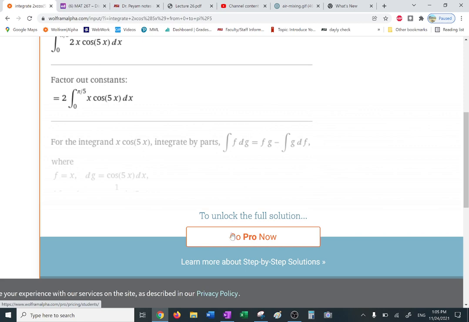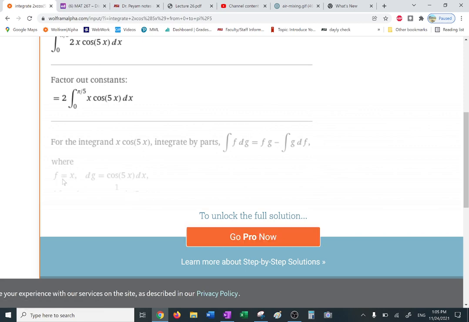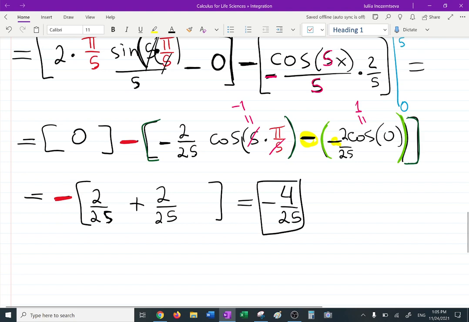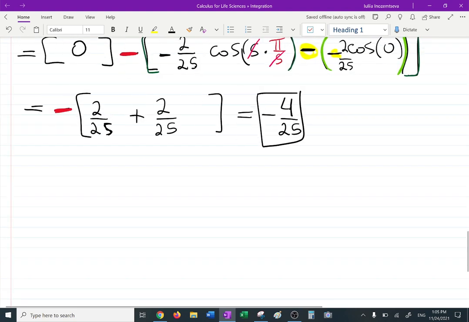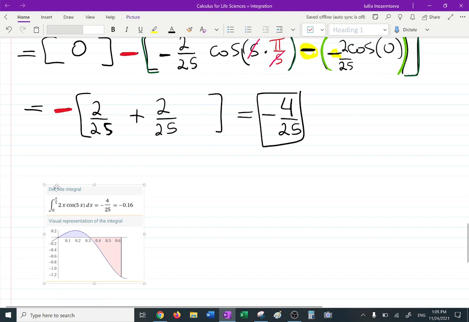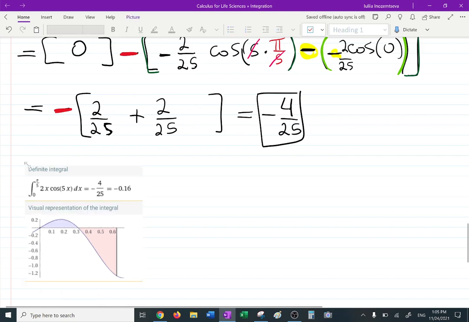So you can check these step-by-step solutions as well, because it shows you choosing U to be X, DV to be cosine 5X, and so on. So that will help you with your homework. Just again, don't rely on that too much. Make sure you understand what is happening. And also remember that Wolfram Alpha has its own notation for everything, but it does use substitution.